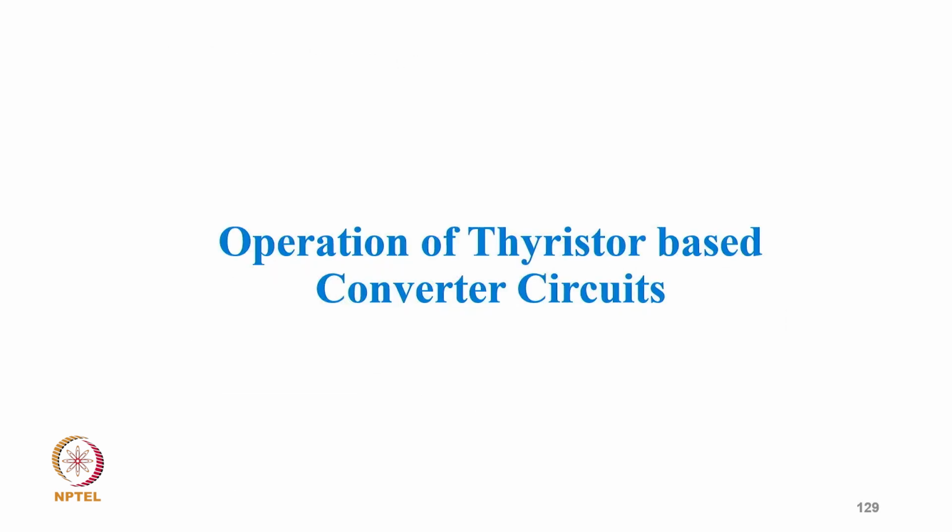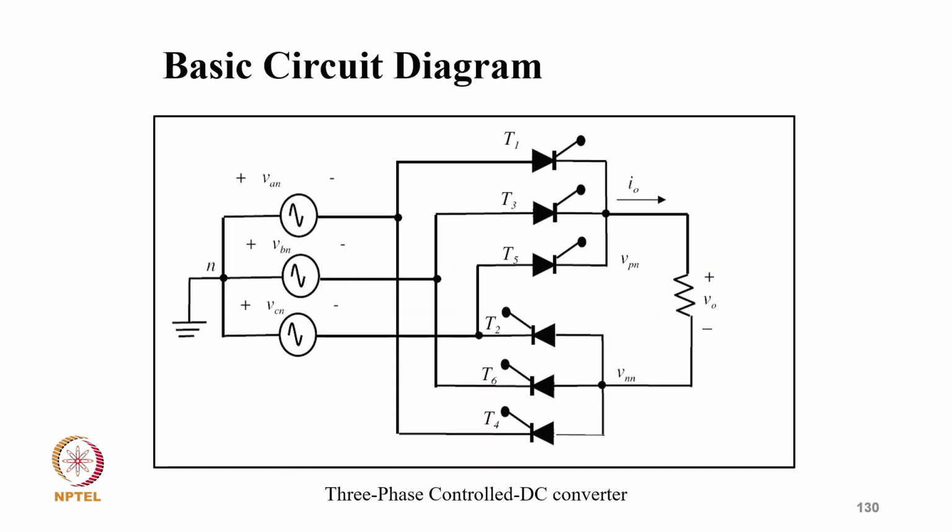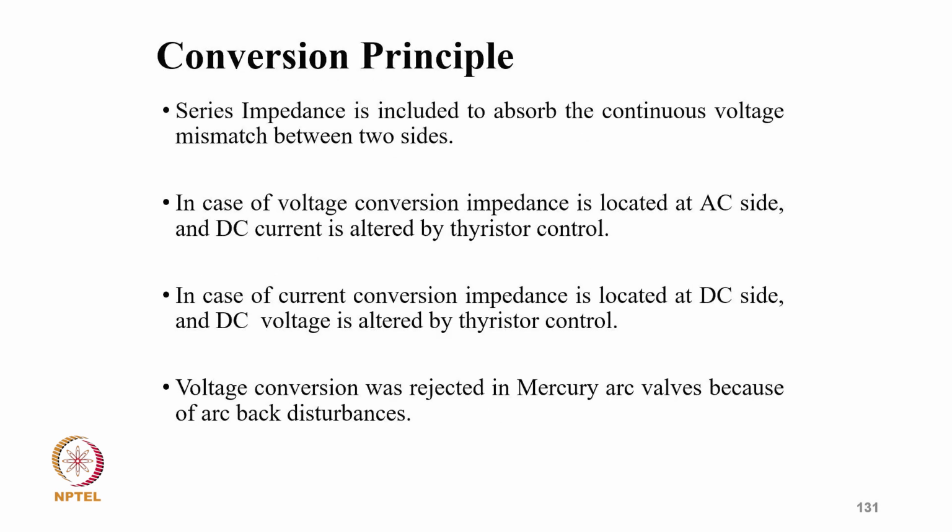Now coming to the operation of the thyristor-based converter circuit. The basic circuit is a three-phase controlled AC to DC converter with 6 thyristors, where 3 conduct for the positive half cycle and 3 conduct for the negative half cycle. The converter principle is that series impedance is included to absorb the continuous voltage mismatch between the two sides. In voltage conversion, the impedance is located at the AC side and the DC current is altered by thyristor control. In current conversion, the impedance is located at the DC side, and the DC voltage is altered by thyristor control.